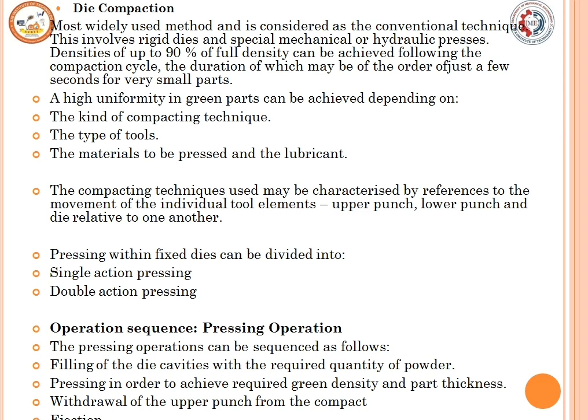With dynamic compaction, you can use single action pressing and double action pressing. The operating sequence is filling the die cavity with the required quantity of powder, pressing in order to achieve the required green density and part thickness, withdrawal of the upper punch from the compact, and ejection.